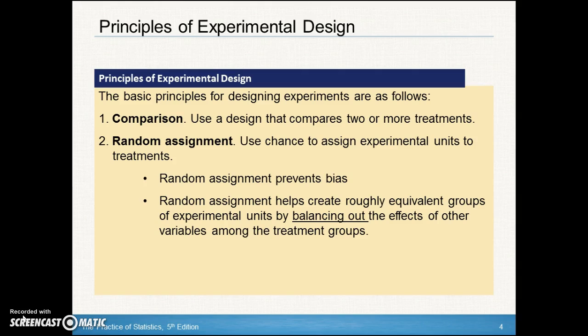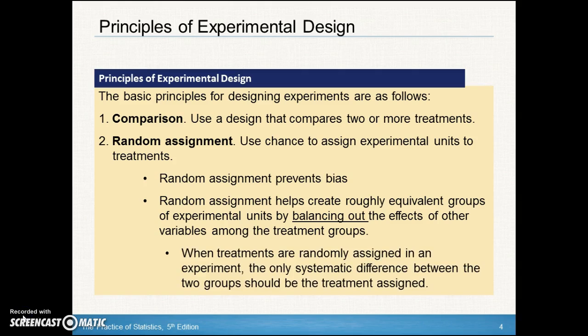When treatments are randomly assigned in an experiment, right, so when students are randomly put in an online SAT prep course or an in-person class, the only systematic difference between the 2 groups should be the treatment assigned.